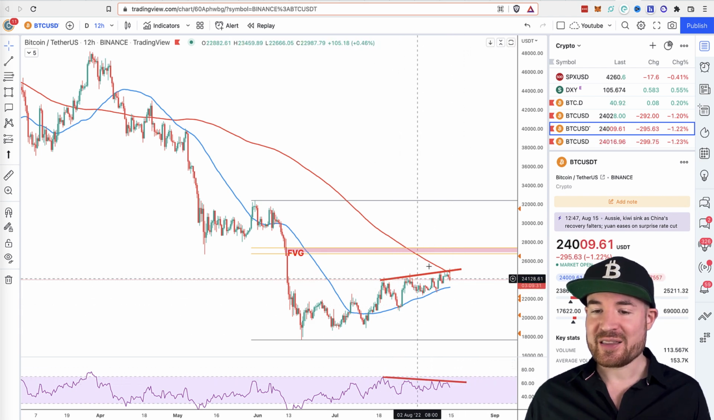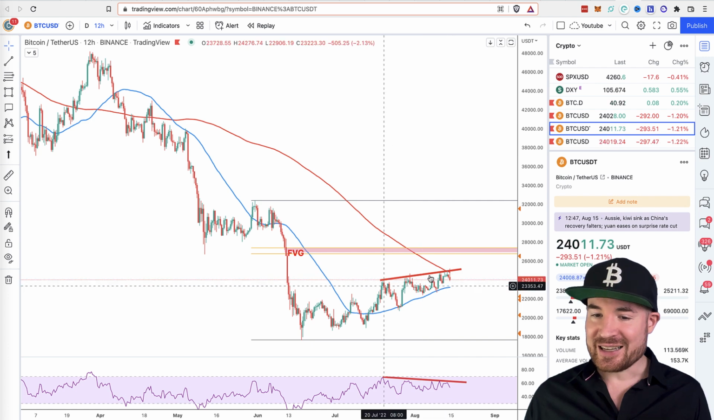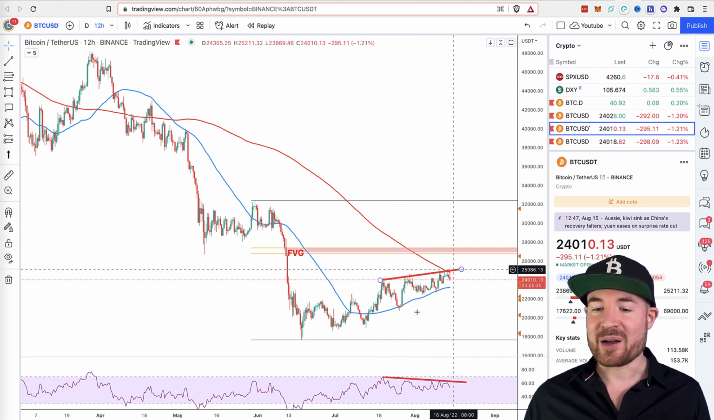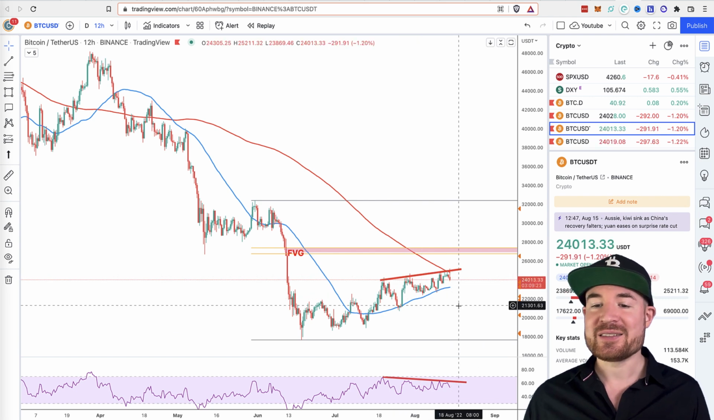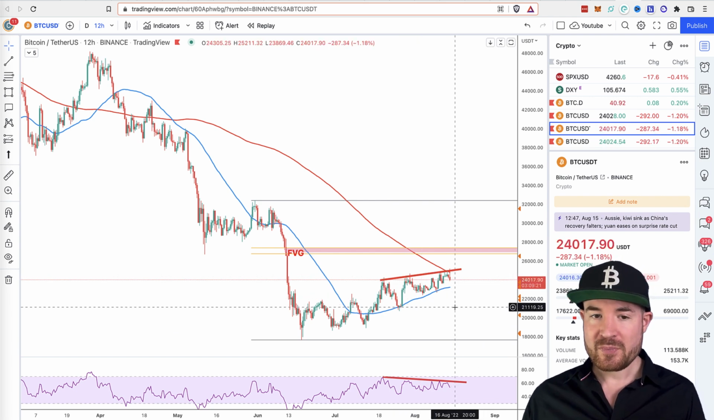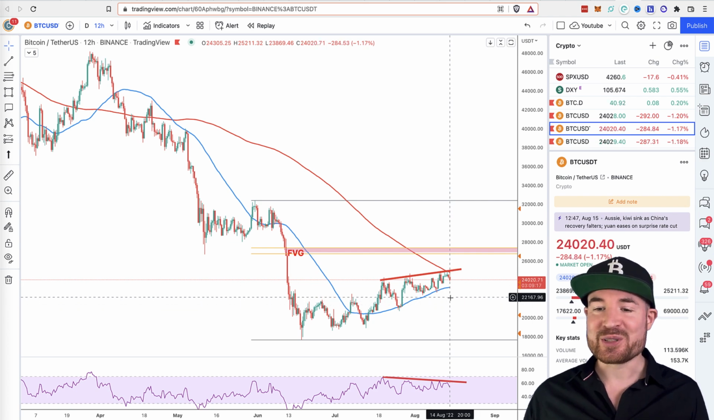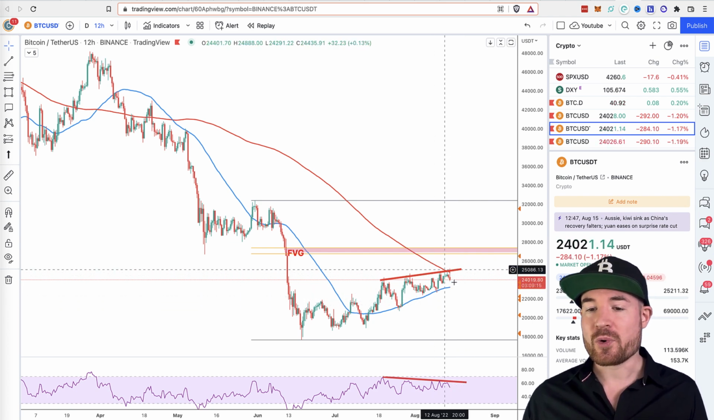Also, you can just see these three thrusts. That tends to be some sort of distribution, and more often than not we have this running up with a negative divergence and we tend to see a drop. So is this the top of the bear market rally? That is something we're only going to know in hindsight, but this is a warning signal.